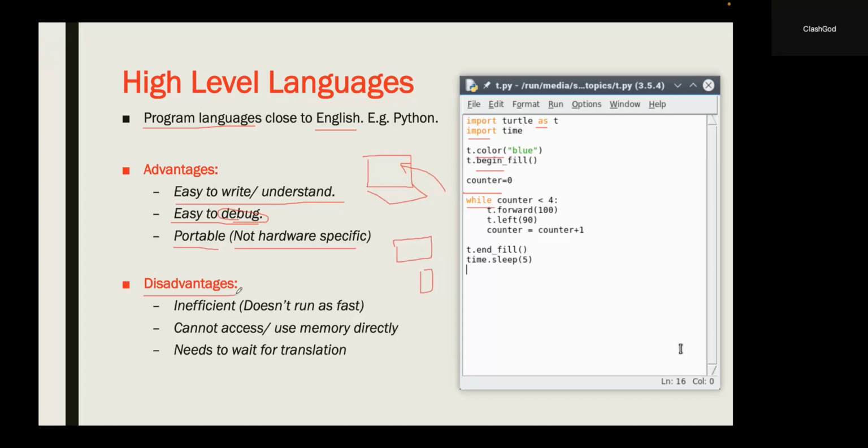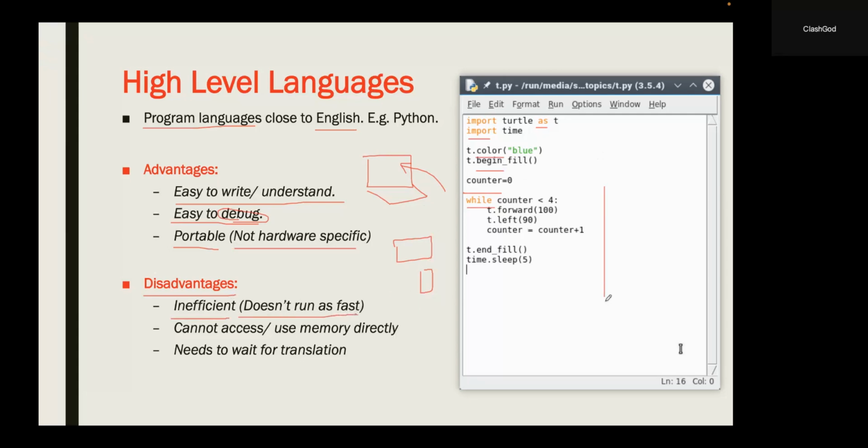Second one is the disadvantages. So we talked about how it is so easy to write and use, and it is portable as well. But what are the disadvantages of it? The first is that it is inefficient. These high-level languages that are very close to English, that are easy to write, they don't run as fast, right? They don't run at a very fast pace.